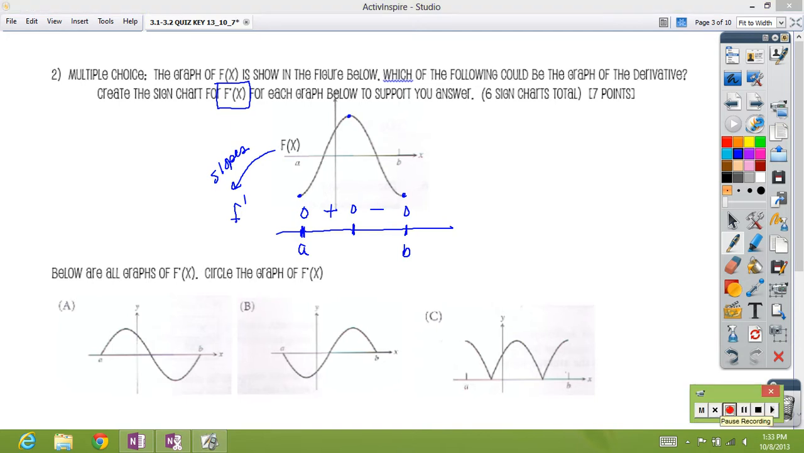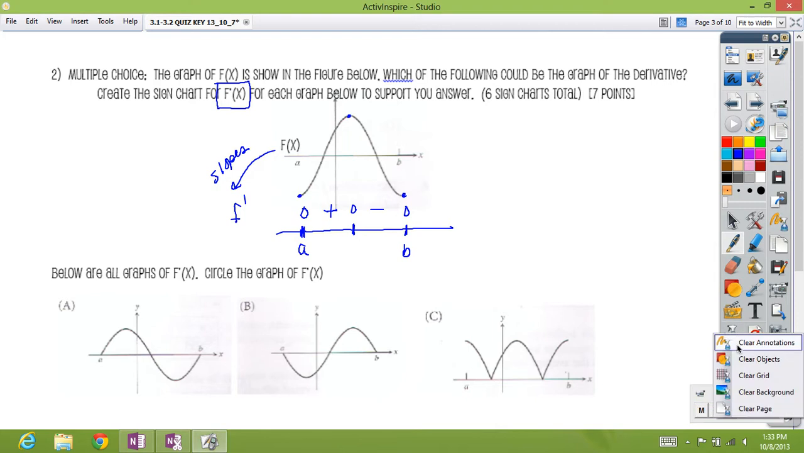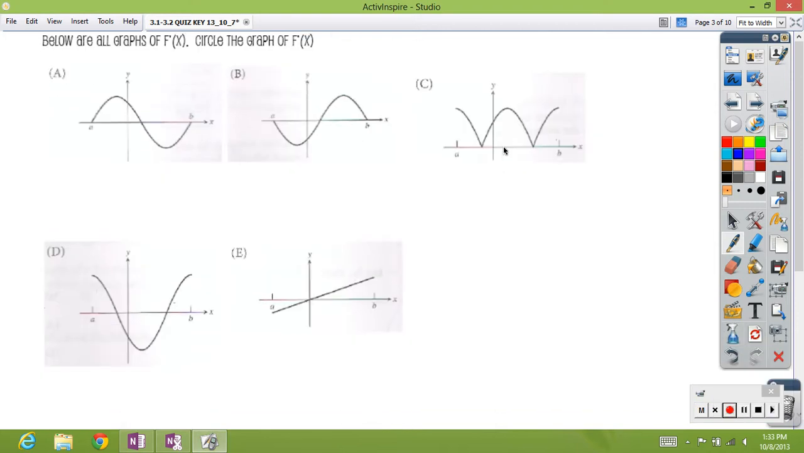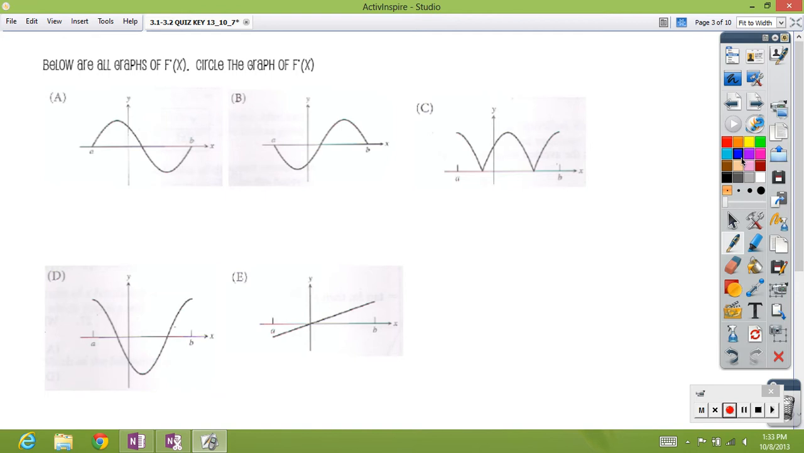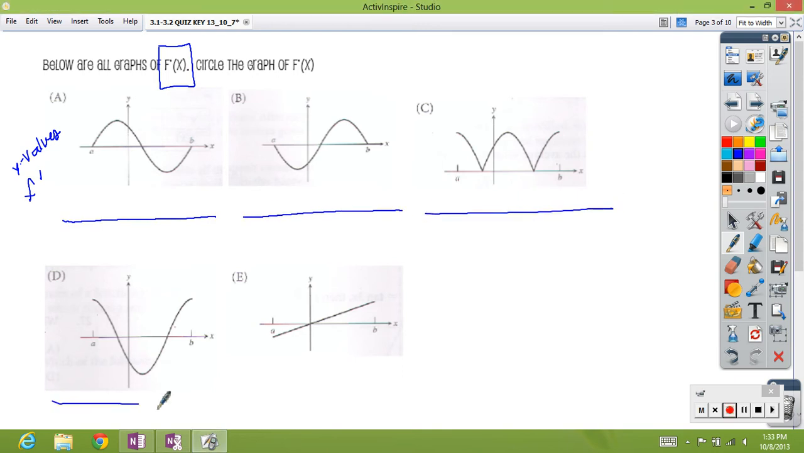So that would be the top graph. I'm actually going to erase this and pull this up. There you go. So we're going to create sign charts for each of these, and below are all graphs of f prime, and if I want to make f prime sign chart, I'd be using y values. So if you got this problem wrong, either you didn't pay attention to the directions, and the directions were to make a sign chart for each of them, or you didn't pay attention to the fact that the graphs down here are all f prime graphs. So I'm looking at y values.